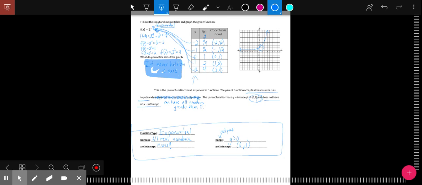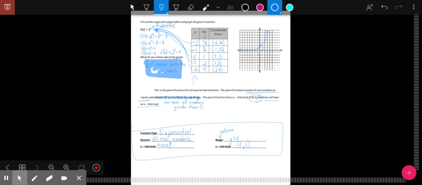Okay, so what do we notice about the graph? It never hits the x-axis. Okay, and I want you to star this, highlight it, do whatever you need to do, because that is going to be a big thing for our exponential functions.